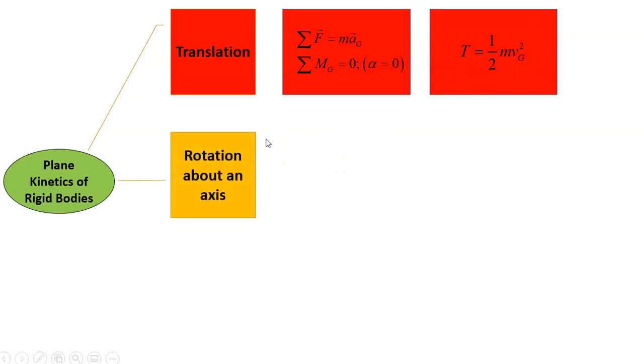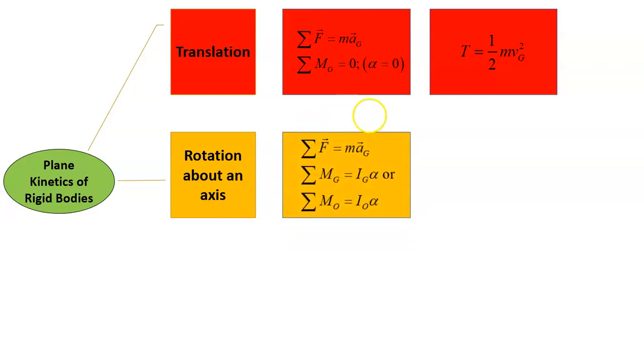The second type is the rotation about an axis. In this case, we have a pure rotational motion. So again, if you write the Newton's second law, we have the summation of the force, which is equal to the mass times the acceleration of the mass center. And in this case, if you write the moment equation about the mass center, it's not equal to 0 because we have angular acceleration.